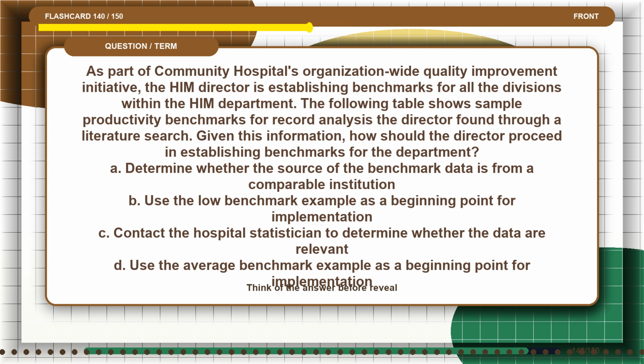A. Determine whether the source of the benchmark data is from a comparable institution. B. Use the low benchmark example as a beginning point for implementation. C. Contact the hospital statistician to determine whether the data are relevant. D. Use the average benchmark example as a beginning point for implementation. Think of the answer before the reveal.